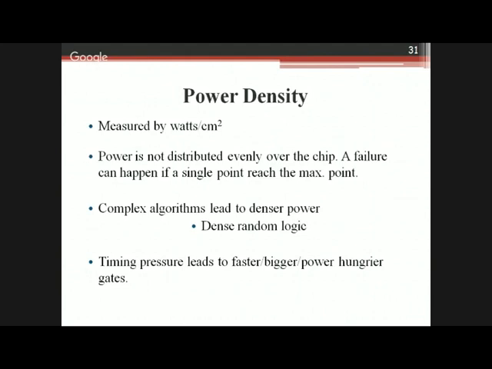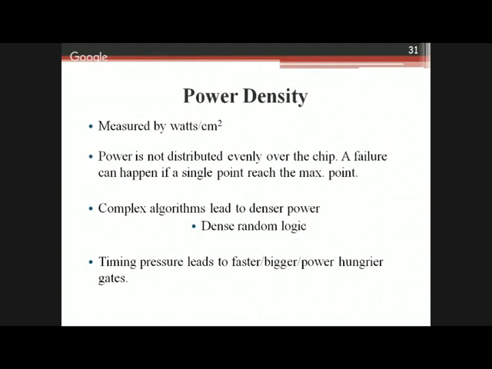Okay, and this is the problem that I'm discussing. Power is not distributed evenly on the chip. A failure can happen if a single point reaches the maximum. That's the problem of the hotspot. And of course, if I'm talking about digital signal processing tasks, complex algorithms come into the picture, and a lot of power is consumed in order to run those algorithms.